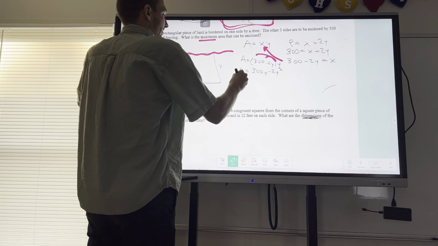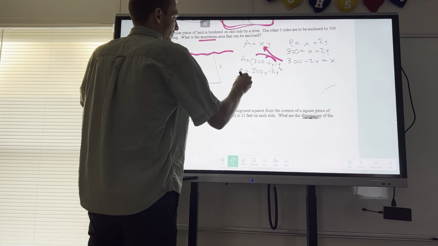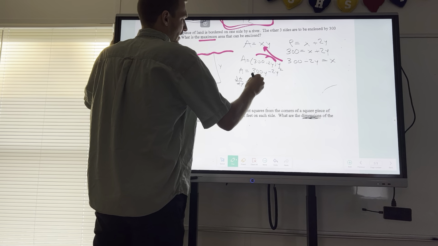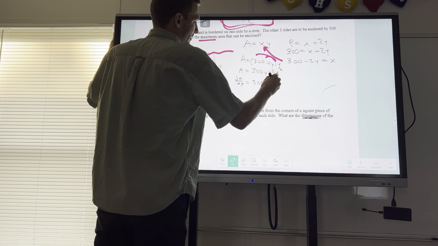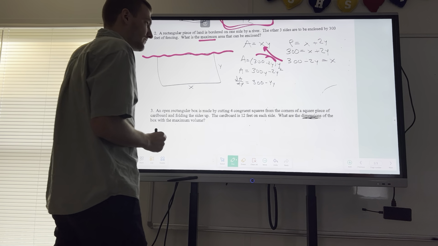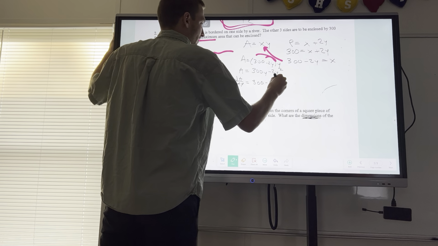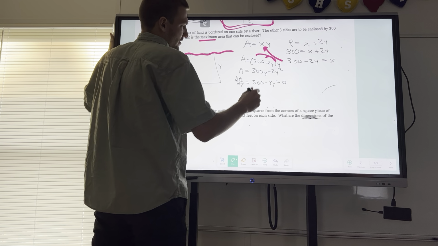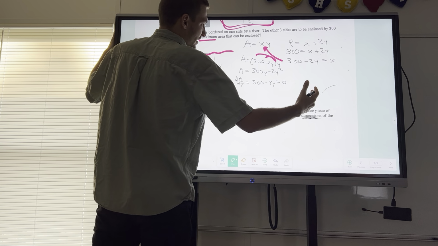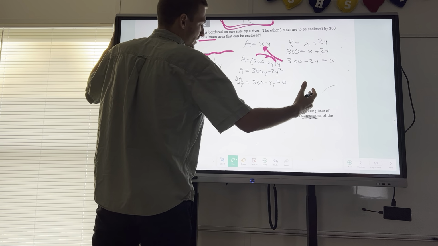Let's get the derivative of the area with respect to y, which is going to be 300 minus 4y. Set that equal to 0. Add 4y to the other side, and divide by 4. 300 divided by 4 is 75. And so there is our y value.